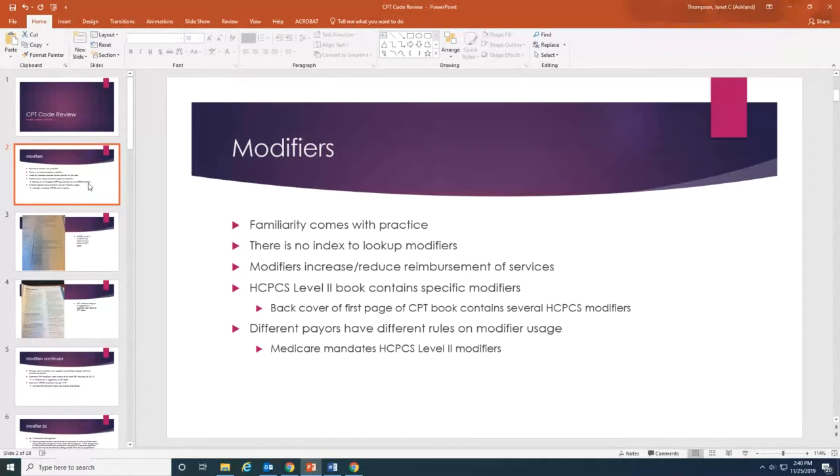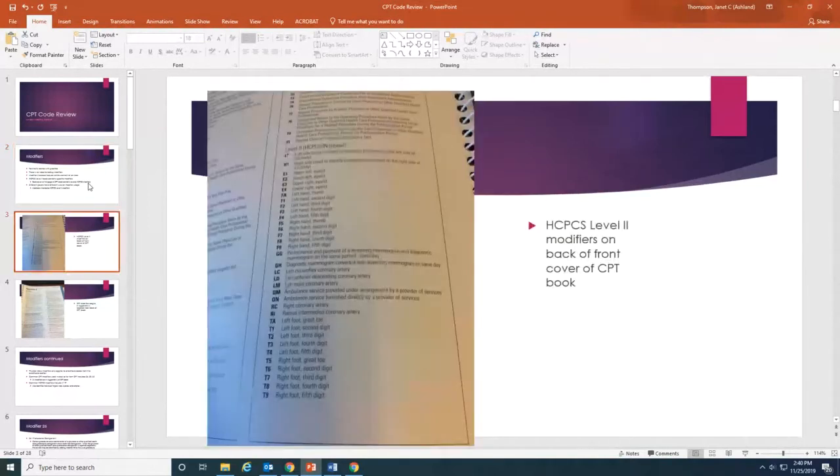So that's another example. HCPCS Level 2 modifiers are mandated by Medicare, so not every payer accepts these. There is a cheat sheet on the back cover of the first page of the CPT book that has the most common HCPCS modifiers that you'll be using. But the thing to keep in mind is we will get lots of practice before we get good at these, and every situation can be different.